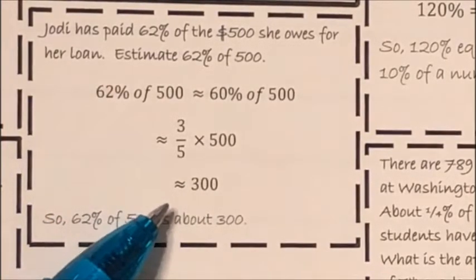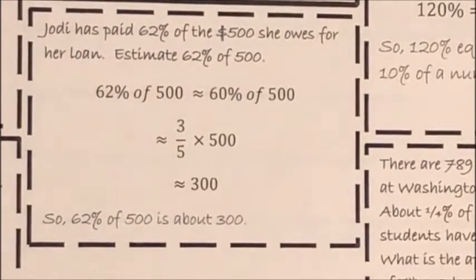That's what the wavy lines mean. Anytime you see those, it's an approximation. It's about that amount. It's not the exact amount. So 62% of 500 is about 300.